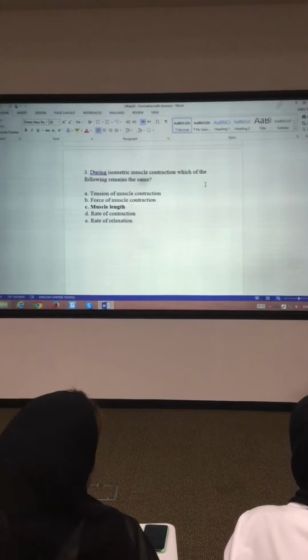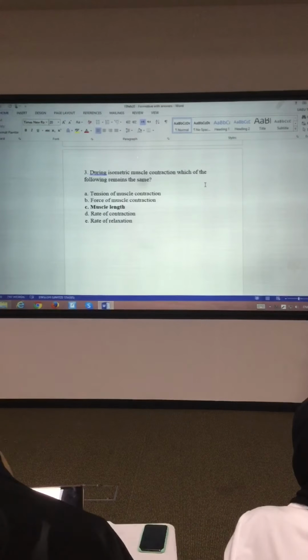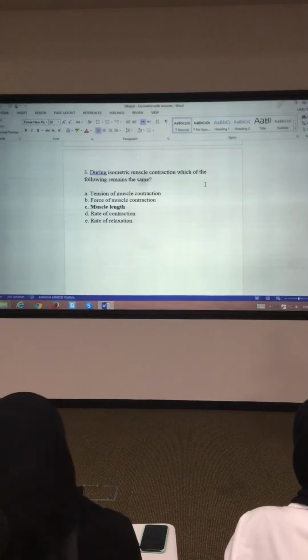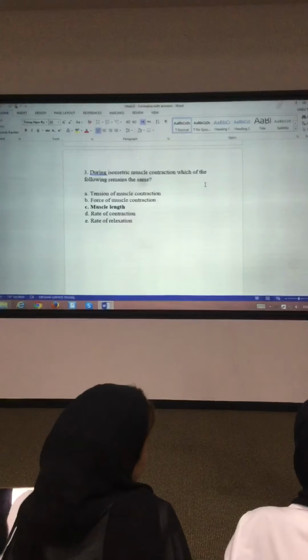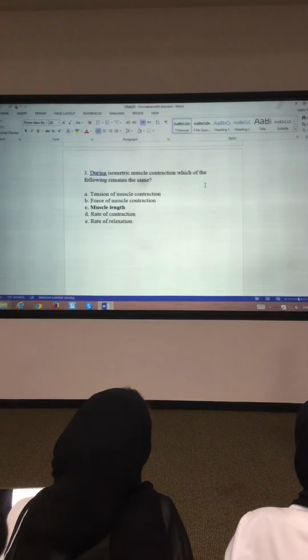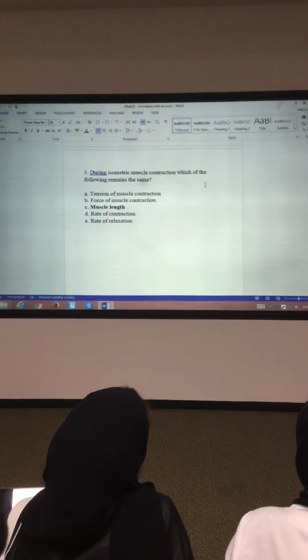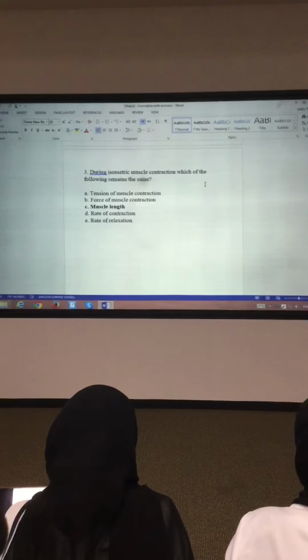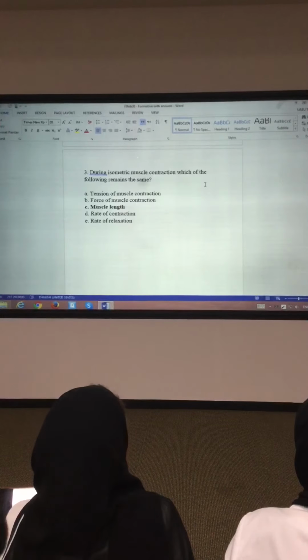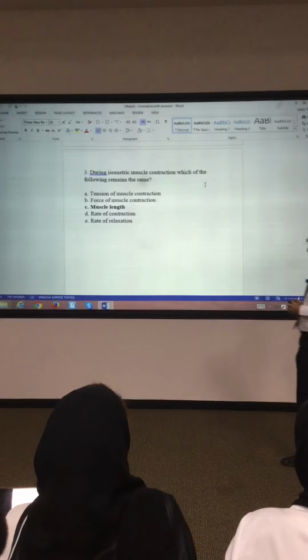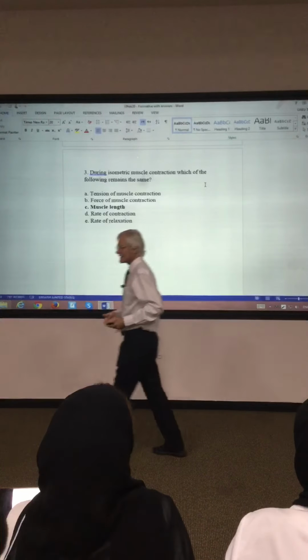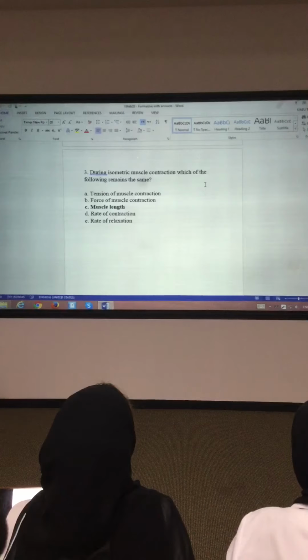Isometric, really the only thing you need to know here is iso means same, metric, something to do with a meter or ruler, same length. There's only one that fulfills that criteria, muscle length. It's nothing to do with rates, it's nothing to do with force, muscle length. Any doubts in that? Are you happy?